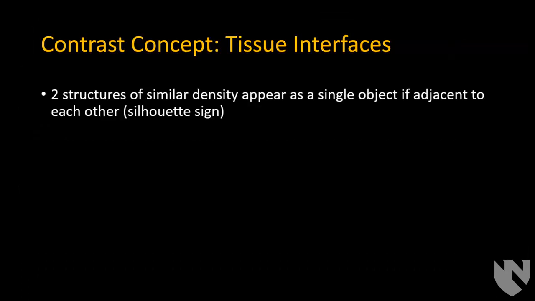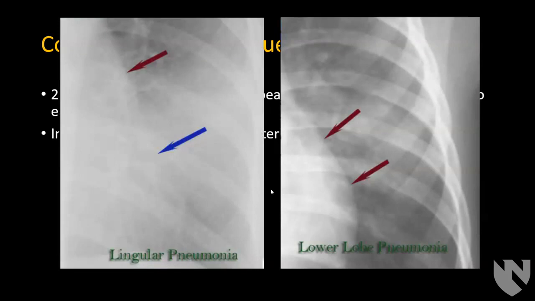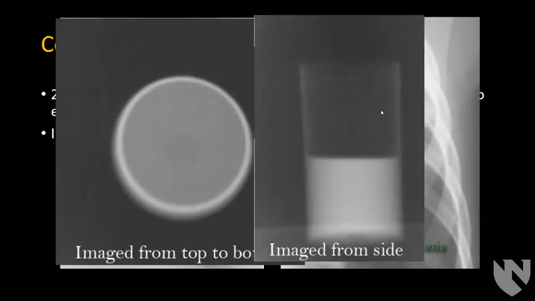So two structures that are of similar density, if they're right next to each other, appear as a single object. But if they're not right next to each other, then you can see the edges, and that's called the silhouette sign. So here's an example. If you have a pneumonia in the lingula, all that pus in the lung is going to be similar density to the soft tissues in the heart. And so if they're right next to each other, you won't see the heart border clearly. Whereas the pus in the lung, if it's not right up next to the heart border, if it's just behind the heart, you'll still be able to see that line. And so it's a trick for telling the difference between a lingular versus a lower lobe pneumonia.